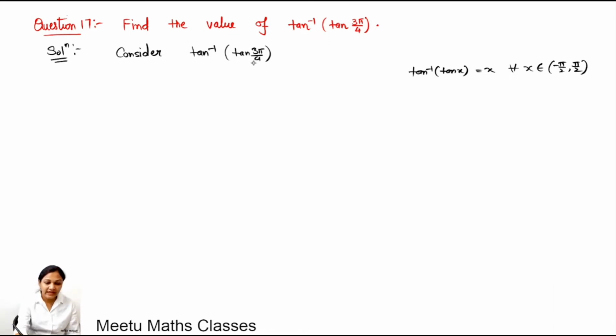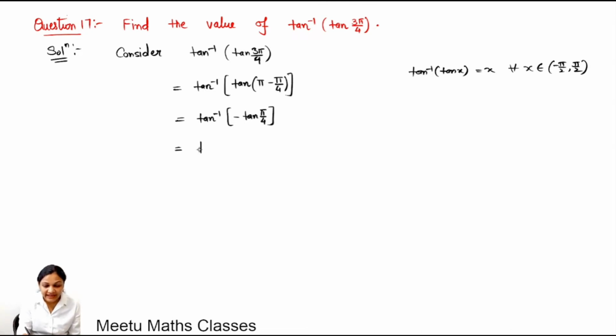But 3 pi by 4 does not lie in this interval. So we are going to reduce our angle. Now we can write 3 pi by 4 as pi minus pi by 4. And tan of pi minus theta is equals to minus tan theta. Now negative of tan can be written as tan of minus pi by 4. Now minus pi by 4 lies in the open interval minus pi by 2 to pi by 2, hence invertible, and the required value of your function is minus pi by 4.